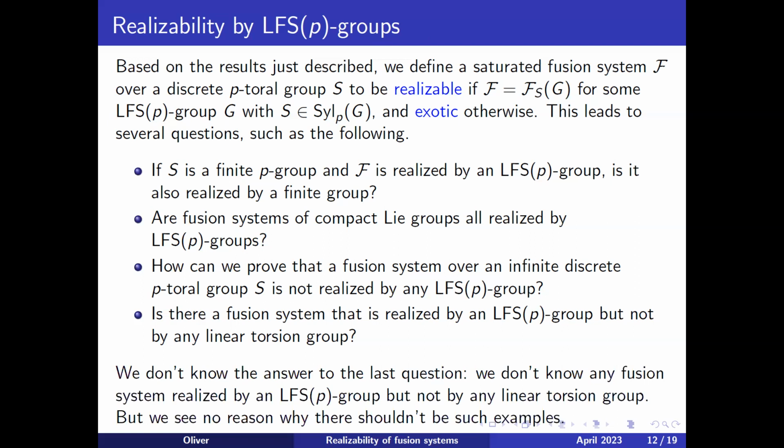And we don't know the answer to that last question. We don't know any fusion system realized by a group in this larger class, but not by any linear torsion group. But we see no reason why there shouldn't be such examples. And in certain ways, it's easier to work with this larger class.